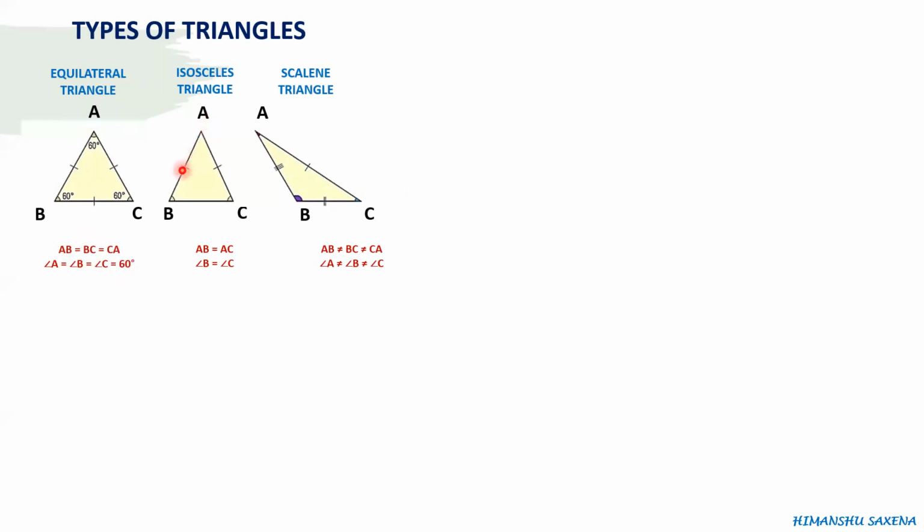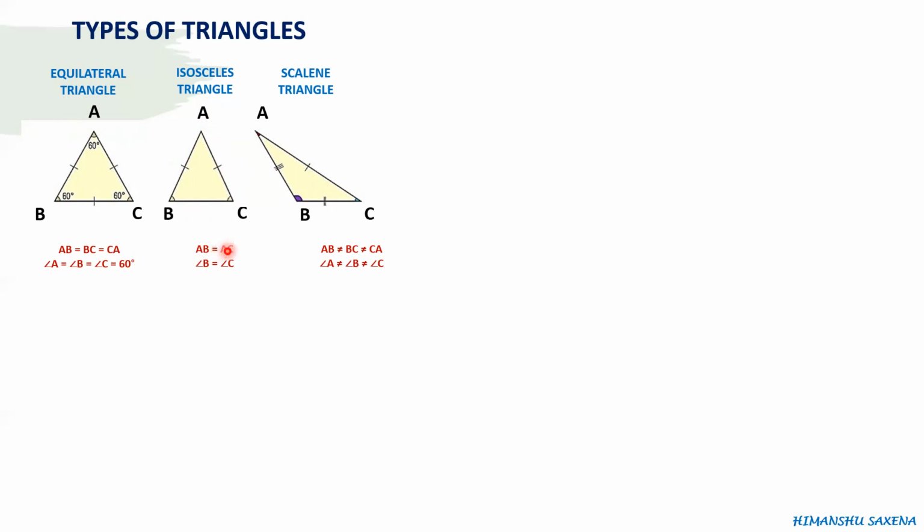In an isosceles triangle, any two sides can be equal to each other. Here we have shown AB and AC are equal. It can be AB and BC are equal to each other, or maybe AC and BC are equal to each other. In all these cases, it would be an isosceles triangle. But here, in this particular case, AB and AC are equal to each other, so we are calling it an isosceles triangle.